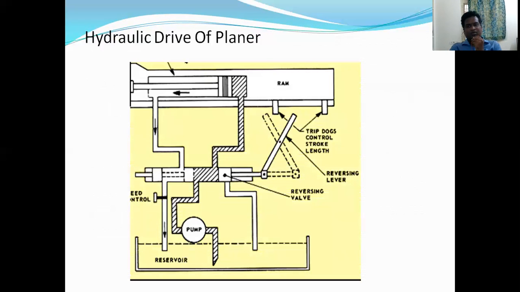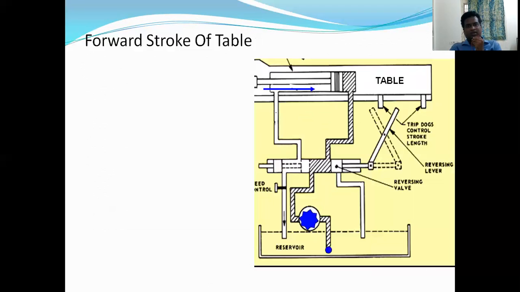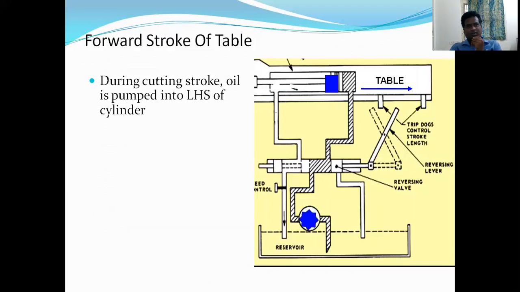Okay. And now the last one is the hydraulic drive planer. This is observed in our shaper machine also for driving the ram. Okay. Here, what happened? The same like shaper, during cutting stroke, oil is pumped into the left hand side of the cylinder. So this is the left hand side of the cylinder.